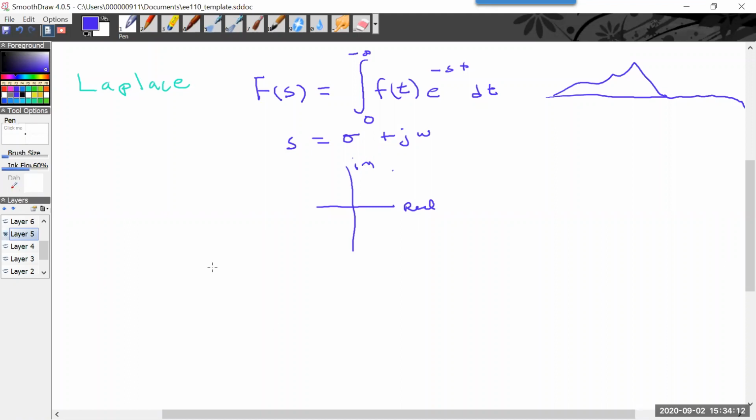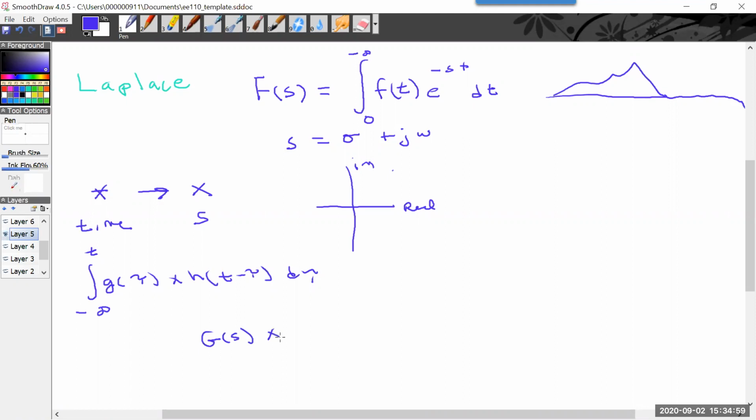And the whole point is that this symbol in time becomes this in S. So we have this whole convolution integral, G(tau) times h(t minus tau) d tau, where here we would just have, I'm using capital letters, G(s) times H(s). H of S, and j omega.